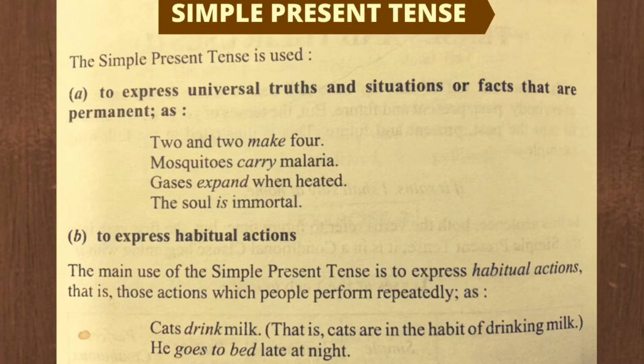B. To express habitual actions. The main use of simple present tense is to express habitual actions, that is, those actions which people perform repeatedly, as cats drink milk, that is, cats are in the habit of drinking milk. He goes to bed late at night.